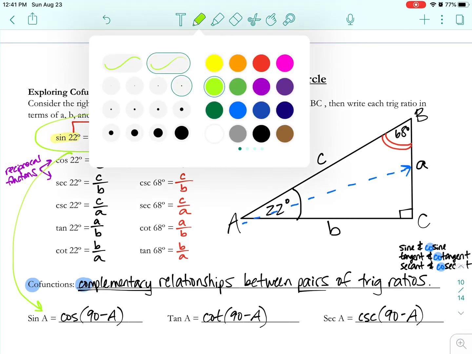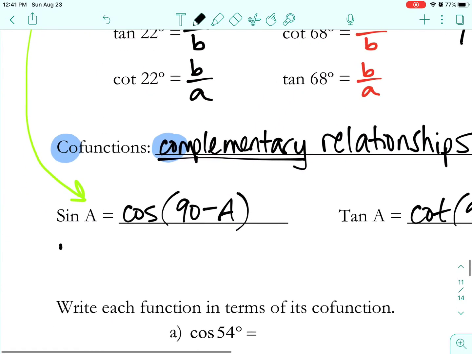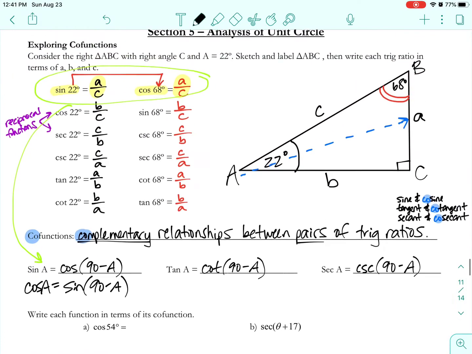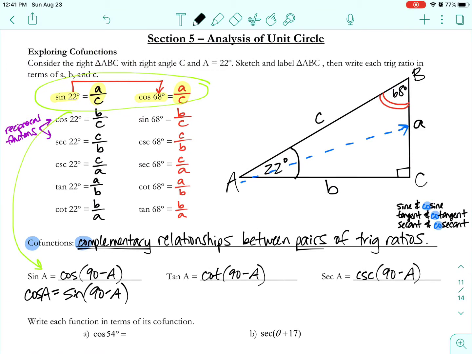And yes, in case you were wondering, you can write it as cosine of A equals sine of 90 minus A. All of the reverses are also true, but I don't want you to have too much stuff to write here. So these are called cofunctions, and this is the relationship between them. So write each function in terms of its cofunction is what I'm going to start with now.